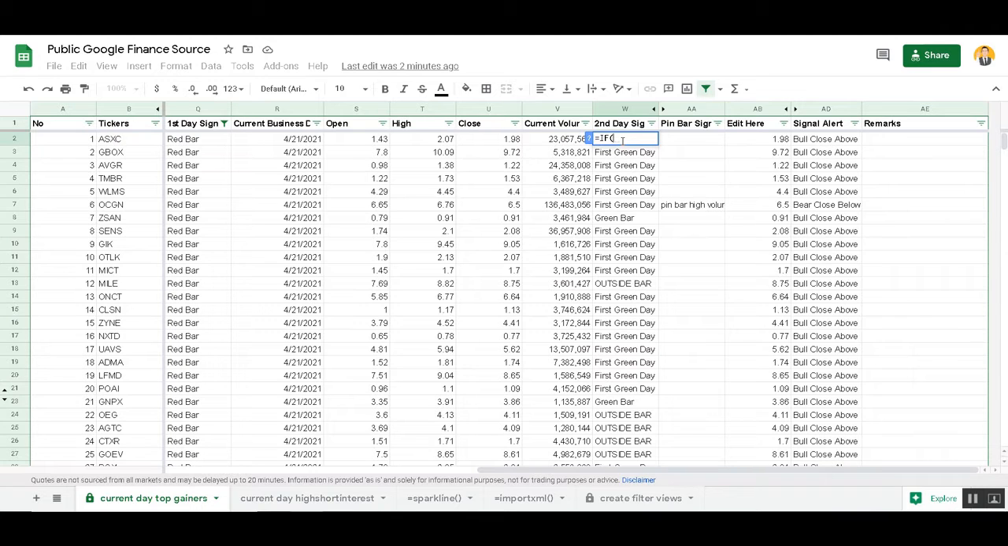So if it's a red bar, the close price of the day, which is here, has to be lower than the open price of the day. If this is true, it will show a red bar. If this is false, the close is higher than the open, it will show a green bar.